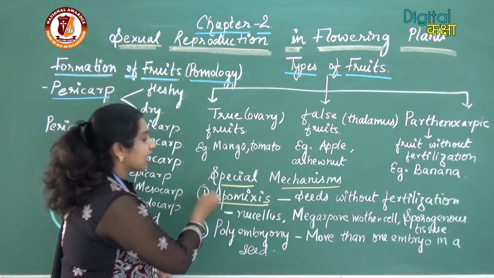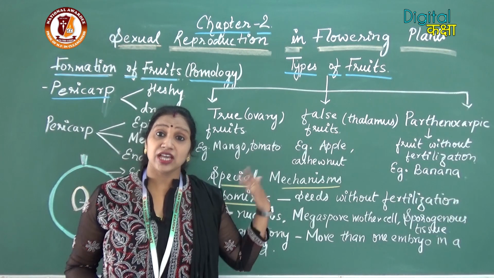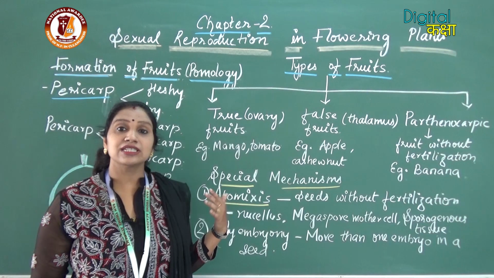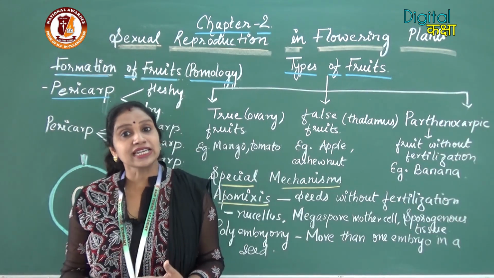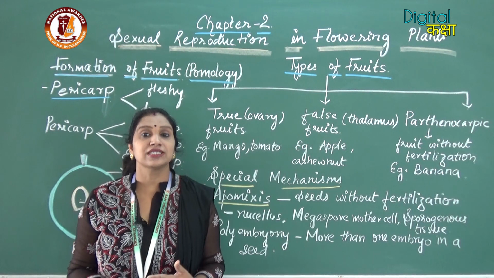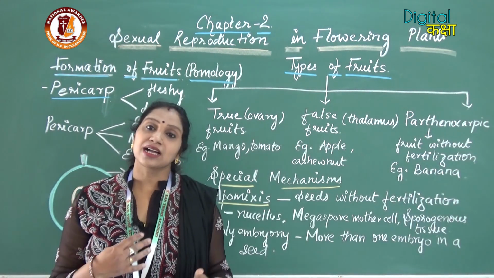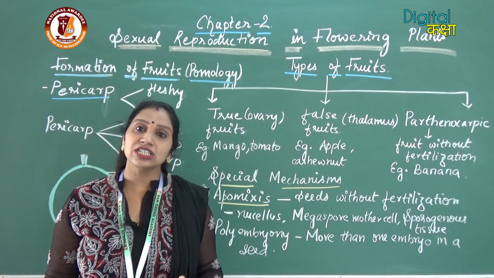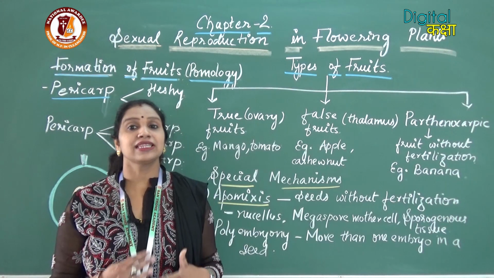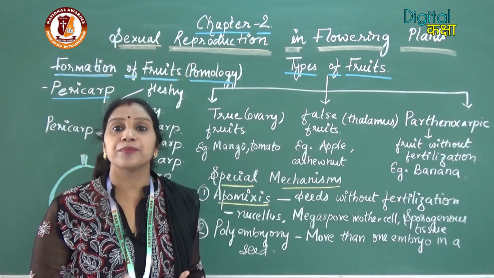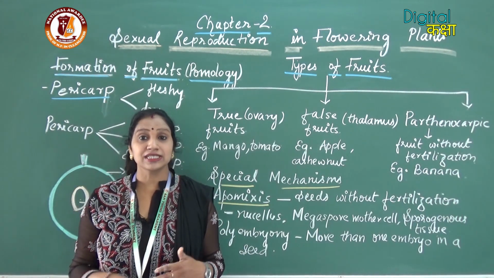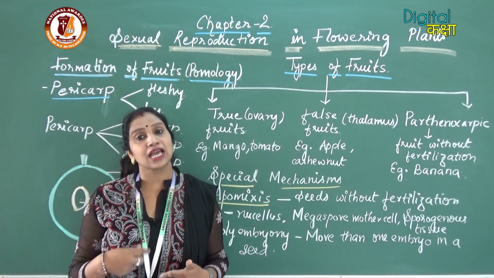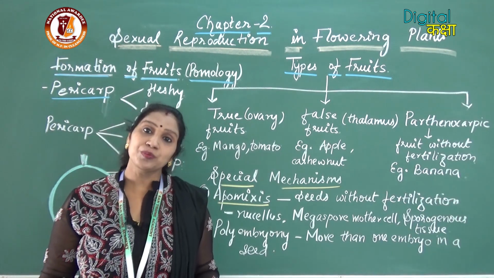Number one is apomixis. As we have studied fruit without fertilization, similarly, apomixis is the phenomenon in which the seeds are formed without the fertilization process. It is a completely genetically dependent phenomenon. If the genes related to apomixis are present, then only the species can go for apomixis. So, in apomixis, the seeds are formed without fertilization and that seed is capable of forming a new plant.